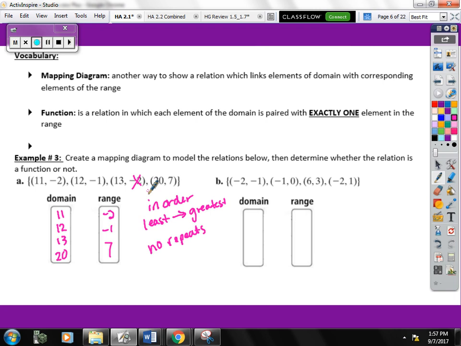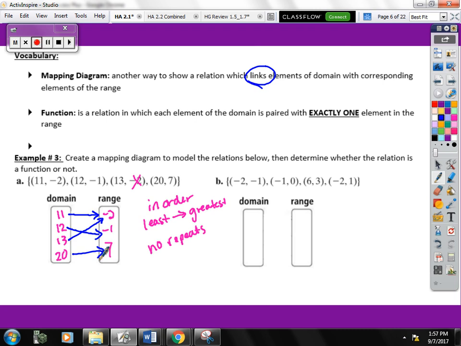I just remember on the quiz and test for this unit last year, a lot of students forgot to draw the bars, and I took off points and they complained to me. A mapping diagram, again, has to link one to the other. So you link 11 to negative 2. You could put a line segment, or you could put an arrow in it. If we're talking about geometry, we could put a ray. So 12 goes to negative 1. 13 also goes to negative 2. And 20 goes to 7. So you have to have those connectors.